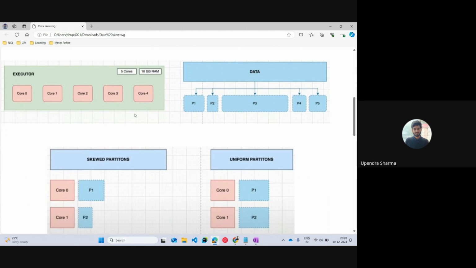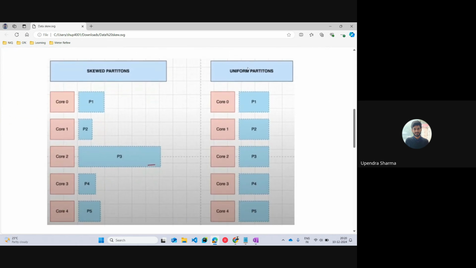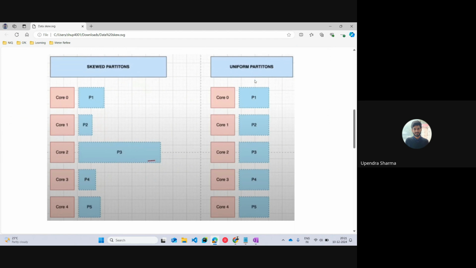Now, what will happen is that each core will pick up a partition to process, right? We have 5 partitions and we have 5 cores. Each core will pick up one partition and process it. Now, if our partitions were uniform, each of equal size, ideally, though it is not exactly how Spark works, but let's say we achieve this ideal scenario in which each partition is divided into equal size. Then each core will take exactly an equal amount of time to process each partition, and they will get us the data all together, right?